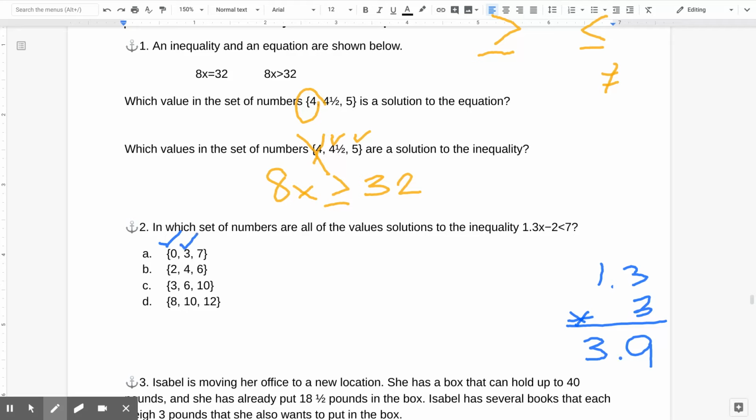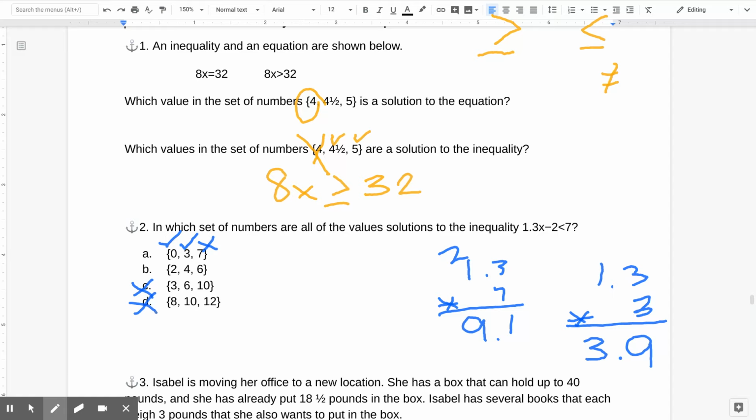Yes. All right, 1 3/10 times 7 is 9 1/10. 9 1/10 minus 2 is going to be 7 1/10. So that doesn't work. Okay, that's great. That means that anything greater than 7 isn't going to work on here. So I can eliminate C because 10 is greater than 7. And I can eliminate D.